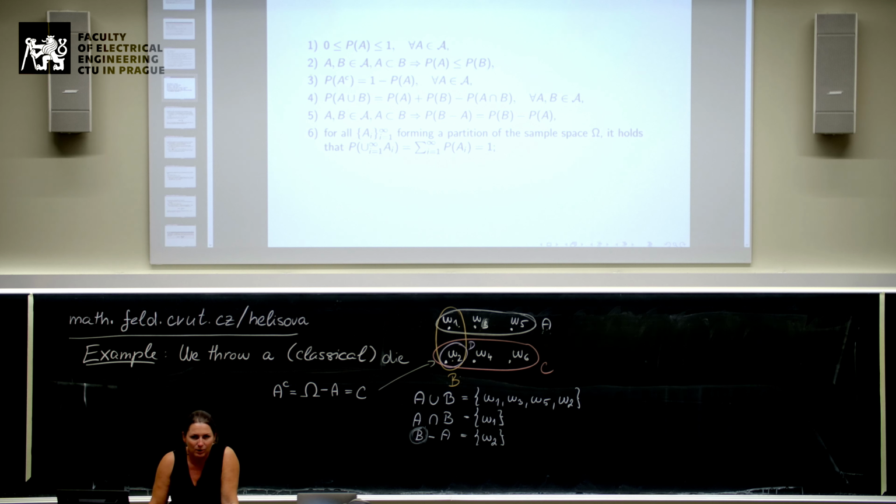The third property is a very important property in probability theory, because very often, as I said, it's easier to calculate the probability of the complement. But what holds for the complement and the event itself?